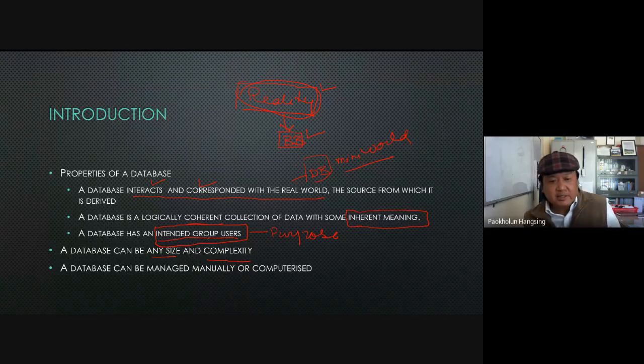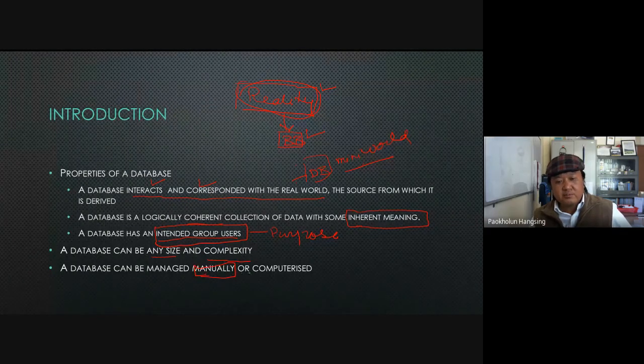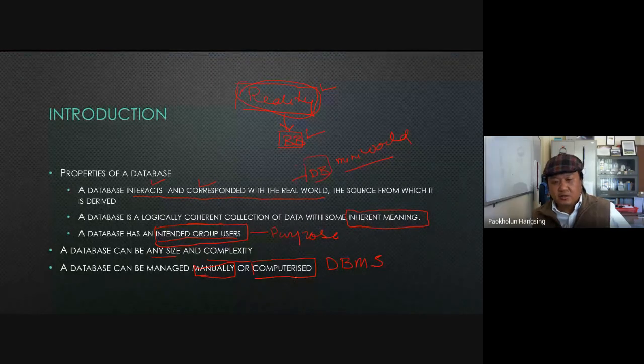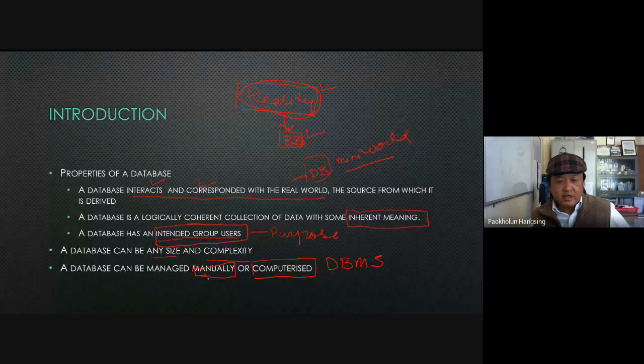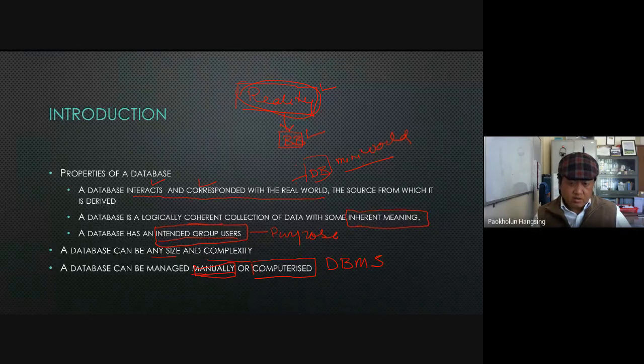Then a database can be managed manually, with some limitations, or it can be computerized. Most database systems we are talking about, when we talk about a database management system, refer to computerized management of a database system. That doesn't mean that we cannot have a manual database system. We can still have it. But a DBMS is basically about a computerized collection of data.